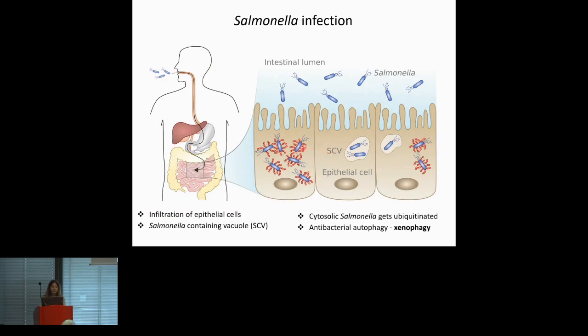Salmonella can form a Salmonella-containing vacuole and replicate inside, but Salmonella can go directly into the cytosol without forming such a vacuole. And you see here these red chains, and those are ubiquitin chains. They label Salmonella for further degradation. And that means that cytosolic Salmonella gets ubiquitinated, and antibacterial autophagy is started in the epithelial cells. And that is called xenophagy.